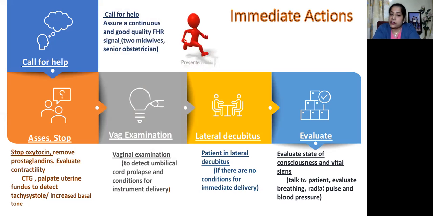Stop oxytocin if it is being given. If you've given prostaglandins, remove prostaglandins. Evaluate the contractility. After this, do a vaginal examination to detect umbilical cord prolapse or any favorable conditions in which you can easily deliver the fetus. Put the patient in lateral decubitus position.